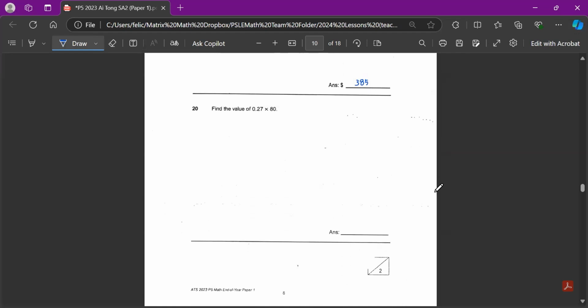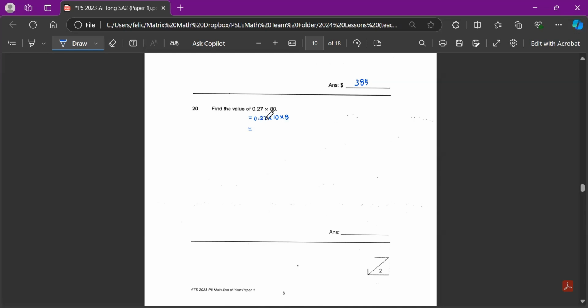Okay, next, find the value of 0.27 times 80. Please do not go and do the long multiplication working. There is a way to do this quickly. So 0.27 times 80, you can split up the 80 into times 10, then times 8. I use 10 because then I can shift the decimal point easily.